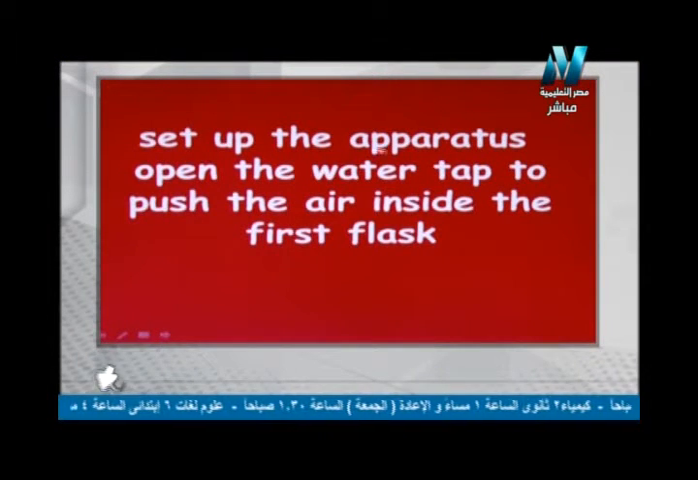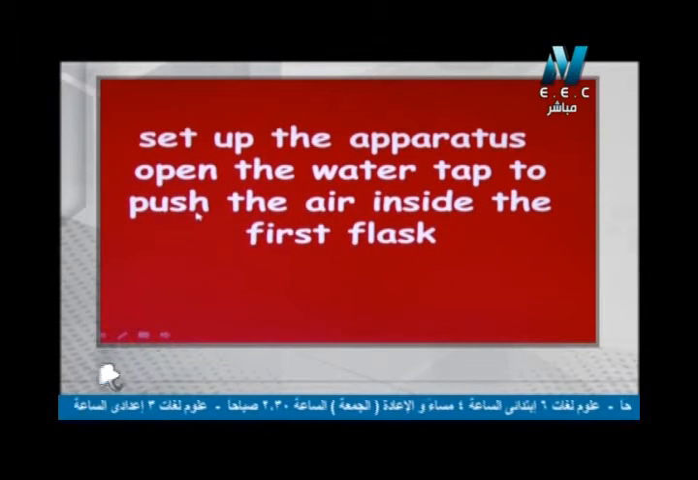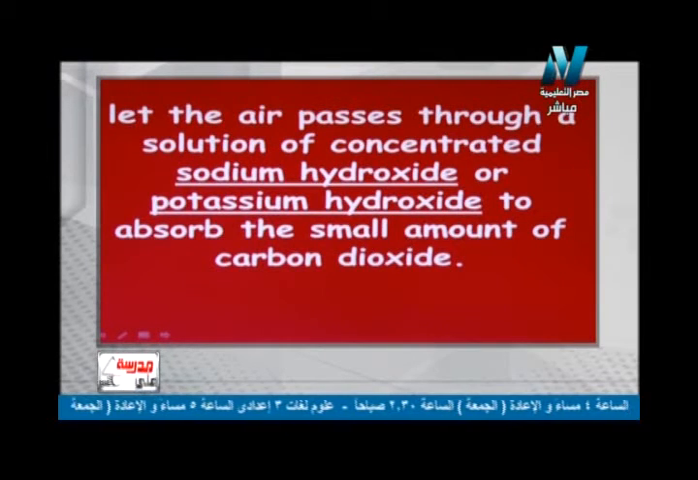Please, you must study hard, study well the drawing of nitrogen gas because it may come in the labeling the diagram. We have a very important question, سؤال مشهور جدا وسؤال مهم جدا في الامتحانات، يقول لي label the following diagram. So now let us memorize what we have studied to prepare nitrogen gas. The question says that set up an apparatus, open the water tap to push the air inside the first flask. عشان نخلي الاير يخش على اول first flask. اول flask هيحصل فيها ايه؟ هيحصل فيها ازاله للكربون دايوكسيد.